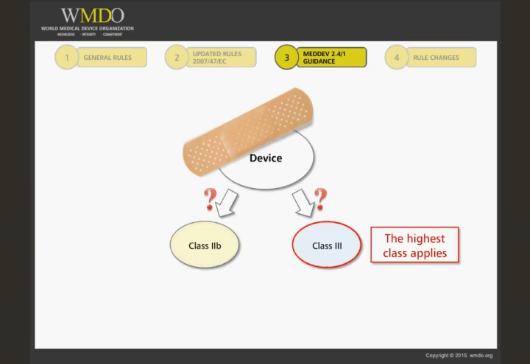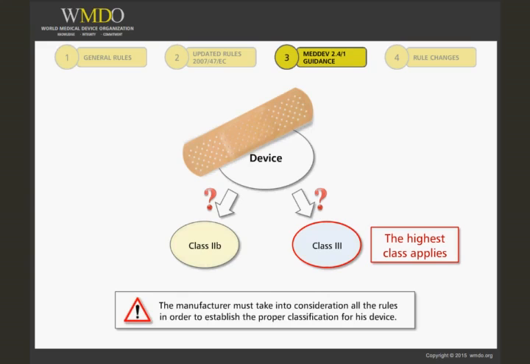You must take into consideration all the rules, general and specific, in order to establish the proper classification for your device. All the device characteristics must be taken into consideration. The characteristic or combination of characteristics, along with the intended purpose of the device that rates the highest class, determines the class for the device as a whole.